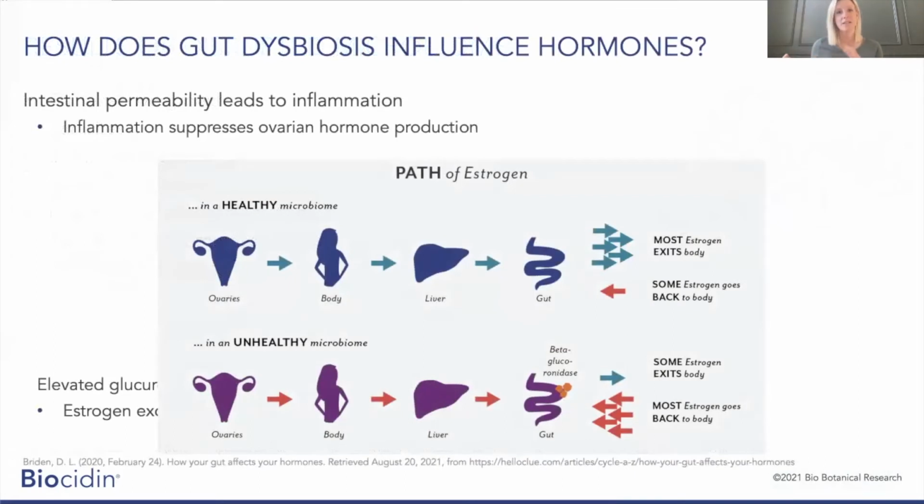So how does this gut dysbiosis influence hormones? Intestinal permeability first leads to inflammation, and then this inflammation suppresses ovarian hormone production.